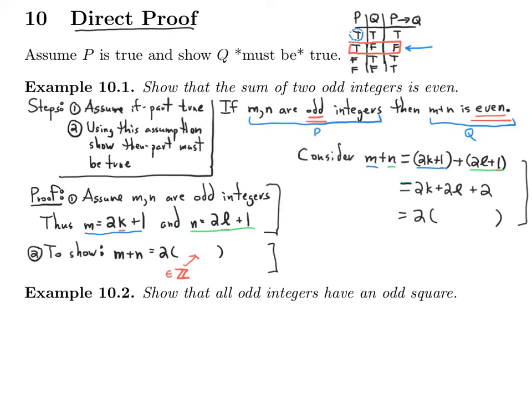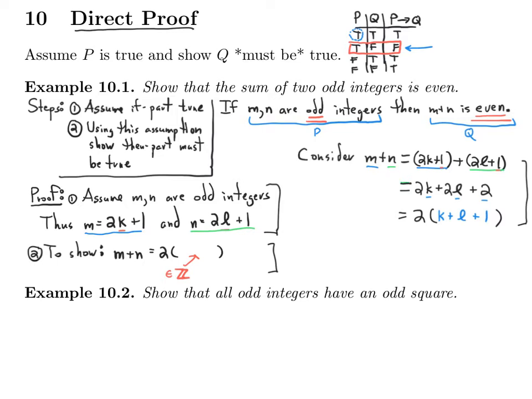Remember, I want to show that m plus n is 2 times some integer. So it'd be nice if I could factor out a 2 from every term I have. And in fact, right now, I can. 2k has a factor of 2, 2l has a factor of 2, 2 has a factor of 2. So I'll factor that out, and I'll just write this in blue here, because 2 times (k plus l plus 1) just factored out the 2 from the 2k, the 2l, and the 2.